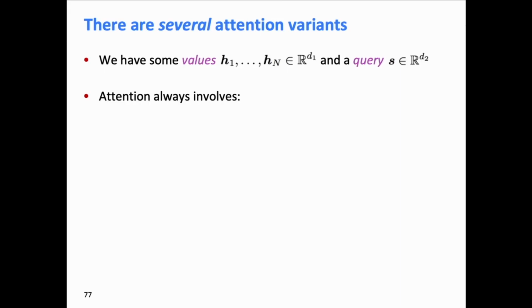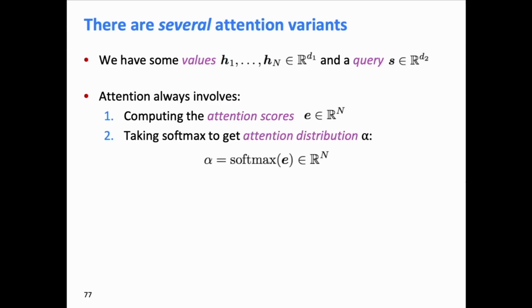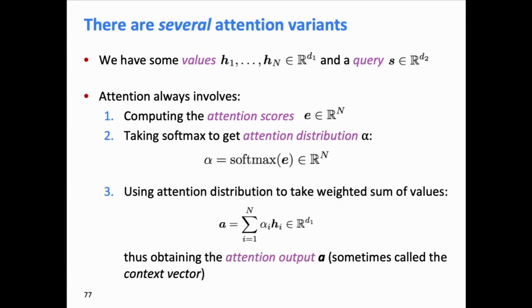Okay, so last thing is that there are actually several variants of attention. And this is something you're going to look at a little in assignment 4. So in our more general setting, we assume that we have some values and a query. Doing attention always involves computing the attention scores, and then you apply softmax to get the attention distribution, and then you use that attention distribution to take a weighted sum. So this is always the outline of how attention works. The part that can be different is step 1. There are multiple ways you can compute the scores.